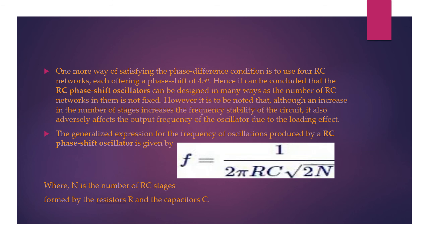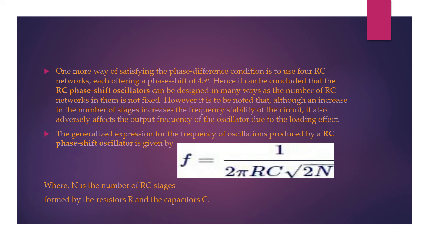One more way of satisfying the phase difference condition is to use four RC networks, each offering a phase shift of 45 degrees. Hence, it can be concluded that RC phase shift oscillators can be designed in many ways, as the number of RC networks in them is not fixed. However, it is to be noted that although an increase in the number of stages increases the frequency stability of the circuit, it also adversely affects the output frequency of the oscillator due to the loading effect.